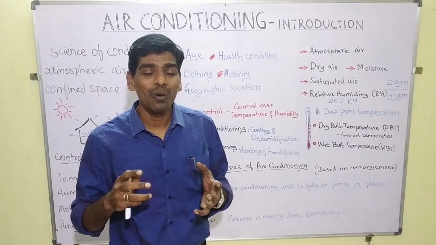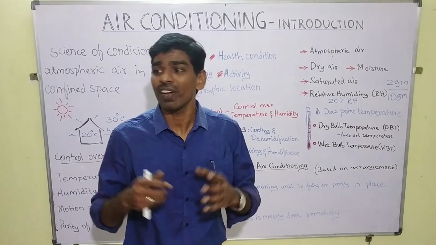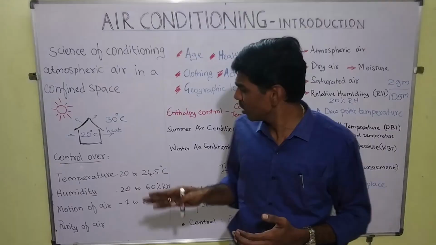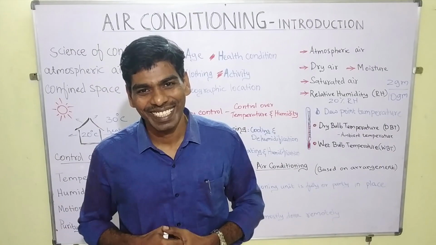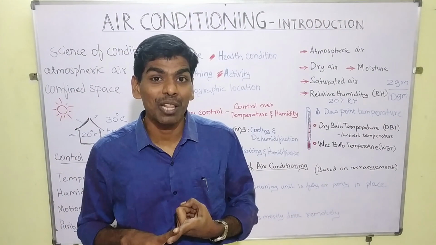Now we study the types of air conditioners based on the arrangement of equipment. Now we focus on summer air conditioning. We classify the air conditioners based on the arrangement of equipment. Here we can broadly classify it into two: one is unitary and another one is central.